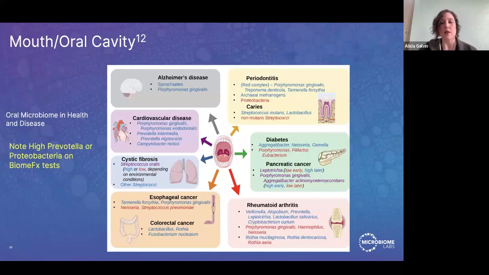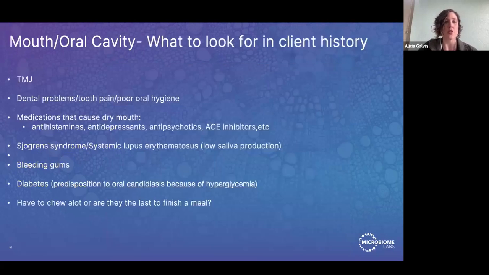This is just from an article, and the references are there, that shows some of the different species in the mouth that can be associated with various diseases or disease states. So again, if you're doing BioMFX, you may want to look at this, because if you see something like high Prevotella or maybe high Proteobacteria, ask them about their oral health history and their oral hygiene. If you're seeing a lot of those things coming down from the mouth into the gut, then there could be dysbiosis in the oral cavity, or a breakdown in some of those antimicrobial digestive checkpoints, like stomach acid or pancreatic enzymes or something along those lines. So I just wanted to tie that in.